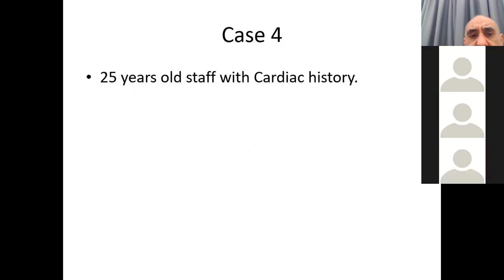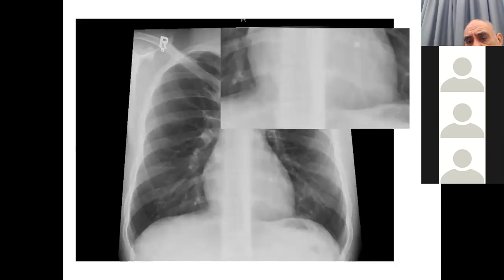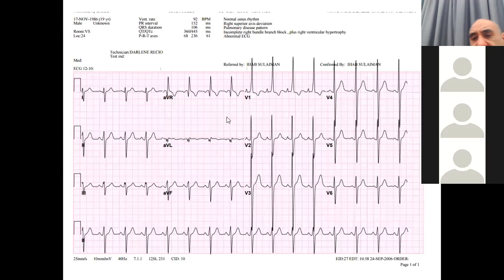Let us take another example of a 25-year-old staff member with cardiac history. And this is the X-ray. You can see that there is a button shape in the middle of the X-ray. If you look, like a button, 2 dots are seen on this X-ray. And in this patient, the ECG is showing right bundle branch block. Many congenital heart diseases are associated with right bundle branch block.